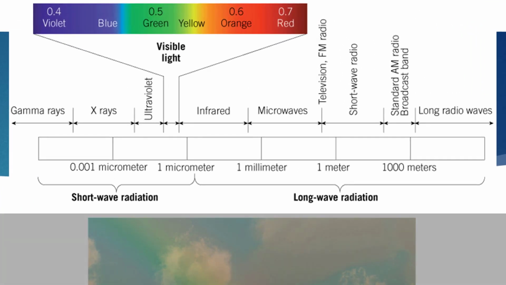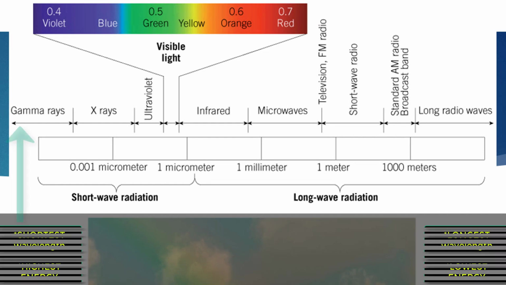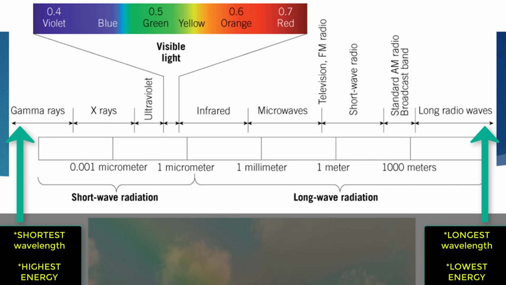Okay, let's shift our attention to the electromagnetic spectrum shown on this slide. Now at the far left, we see gamma rays. Gamma rays will have the highest energy of all electromagnetic waves, and they will also have the shortest wavelength.